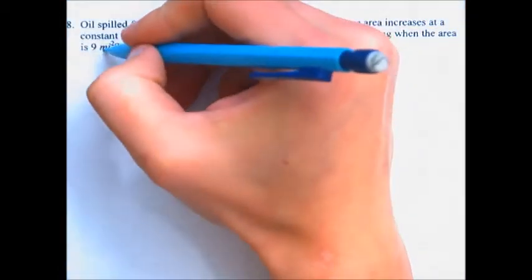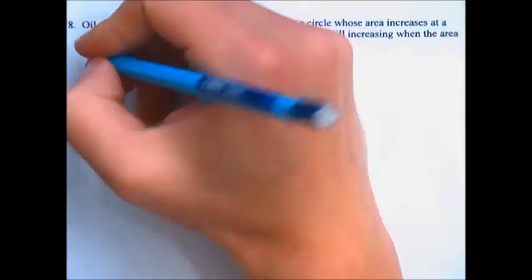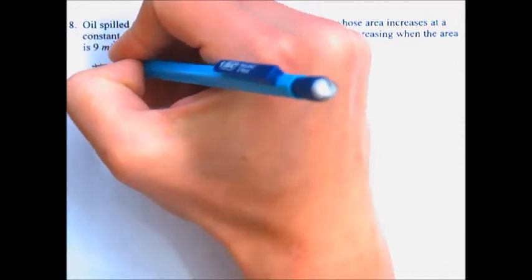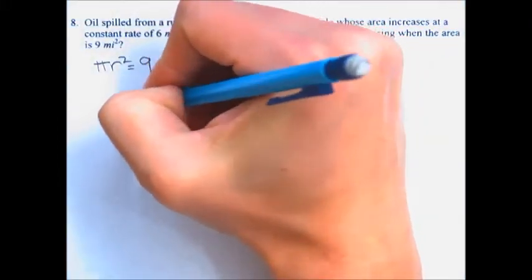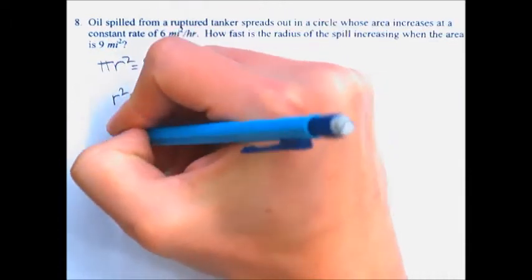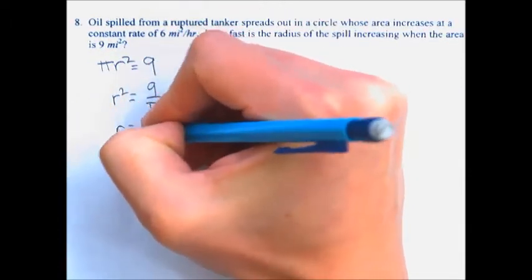Well, if the area is 9 miles squared, pi r squared is equal to 9. So we can figure out what the radius is at that point. It's 9 over pi is equal to r squared, and r is equal to the square root of 9 over pi.